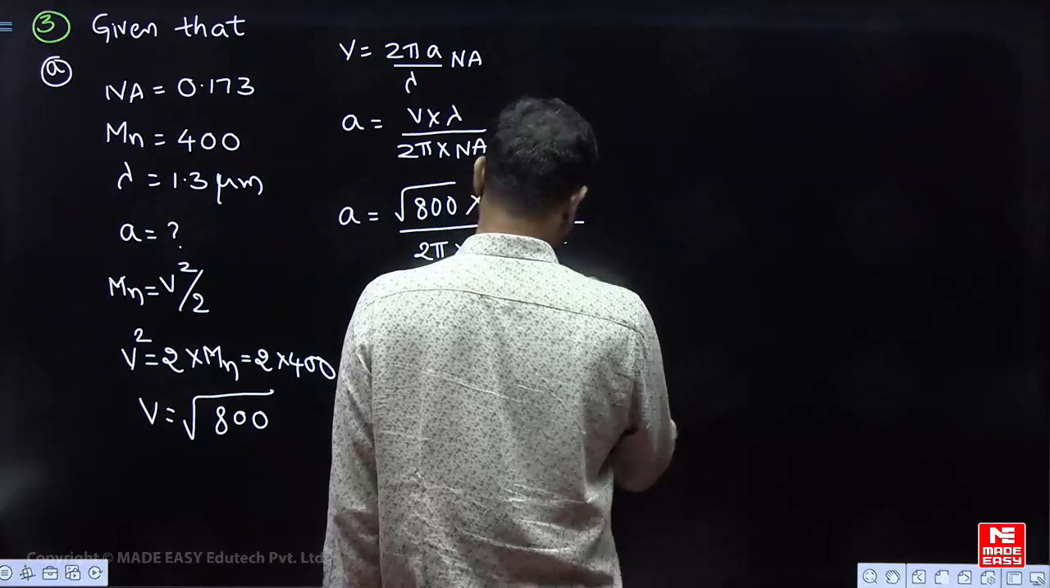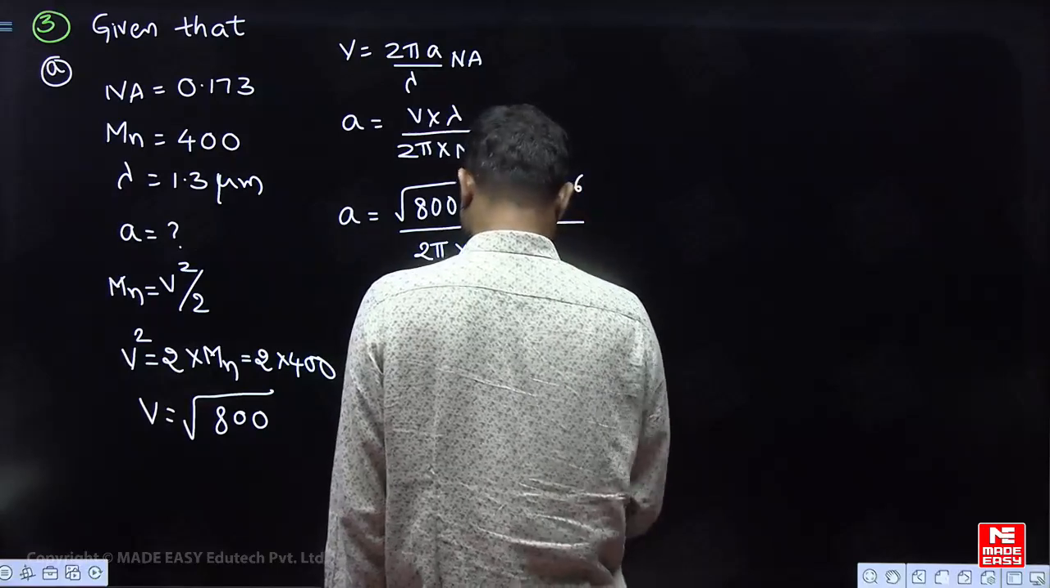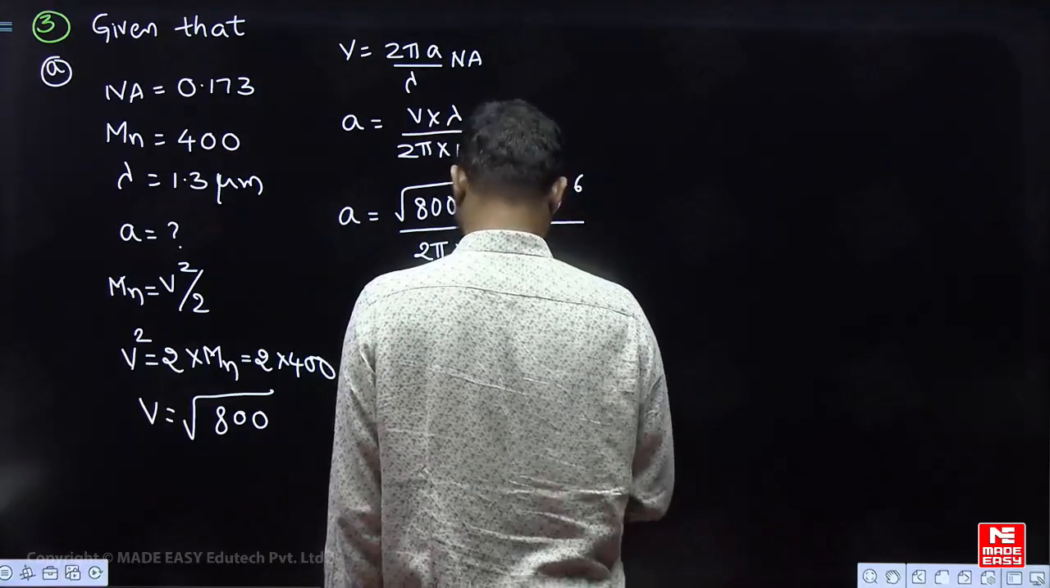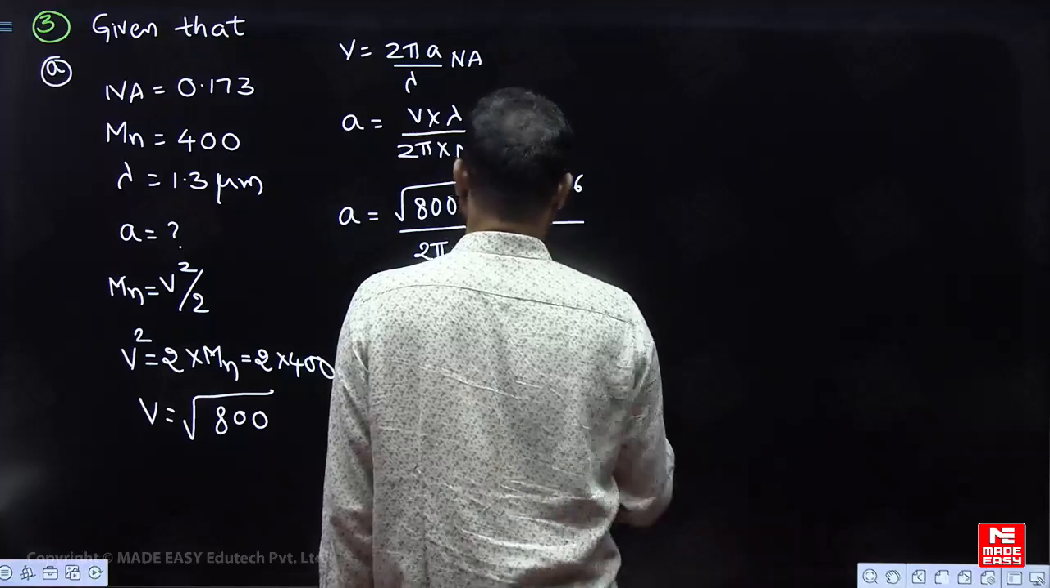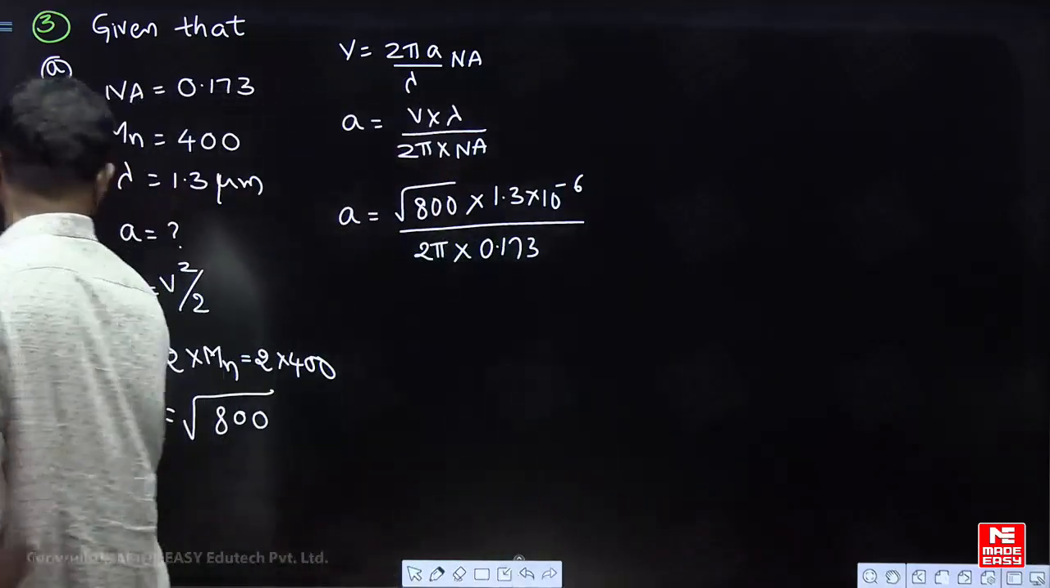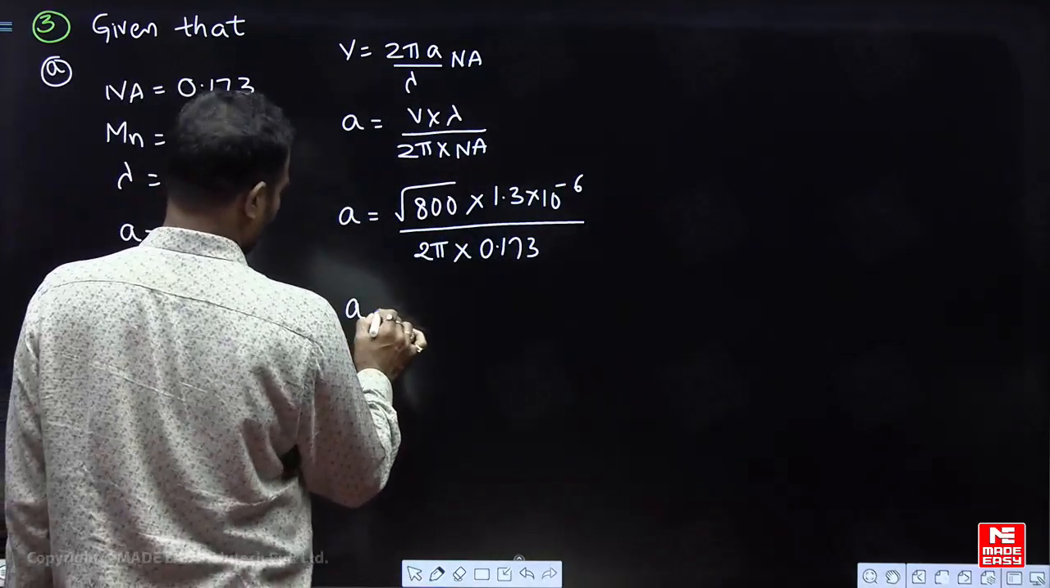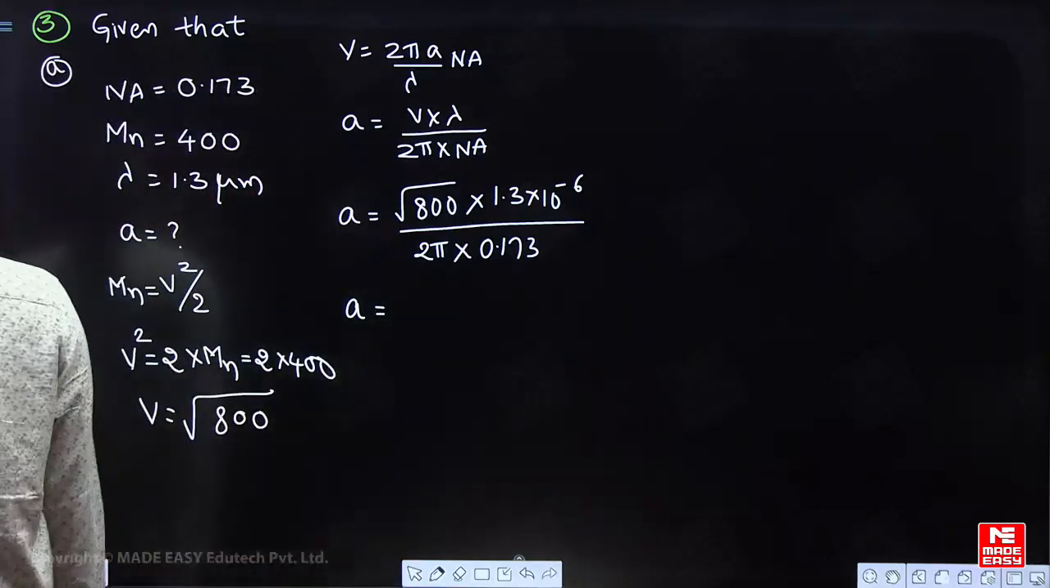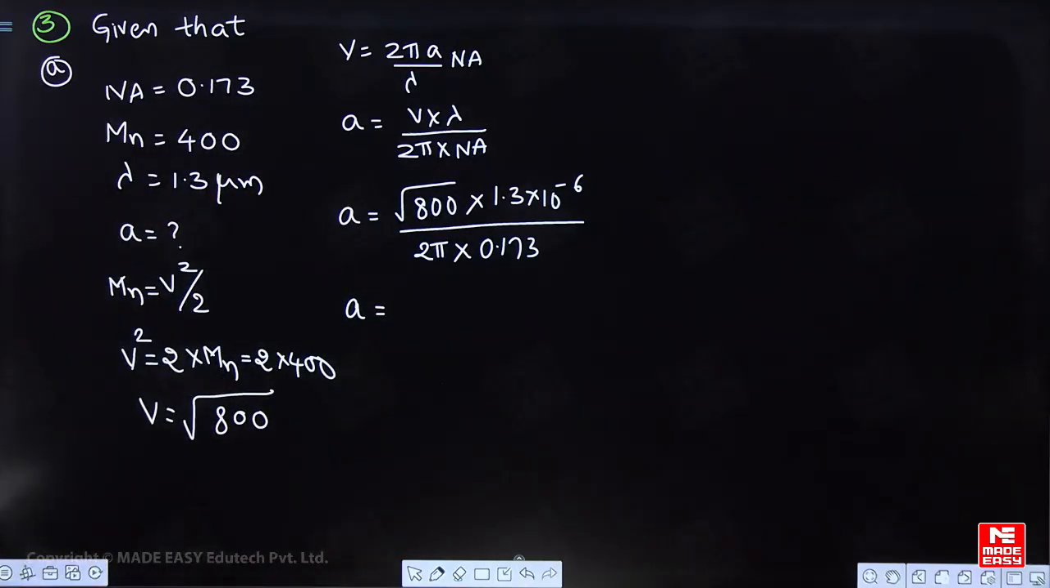So the numerical aperture value is 0.173. Value of A is equal to? I request the students to calculate the value of A using the calculator. How much is the value of A we are getting?